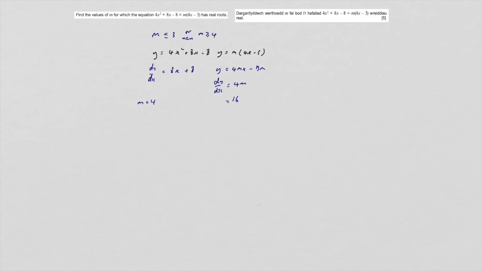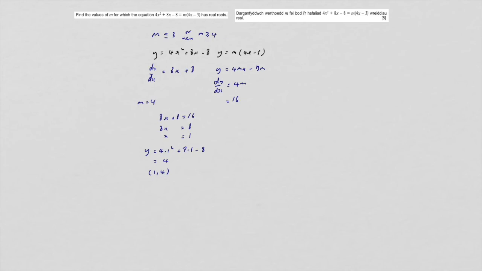So if it's a tangent, that means the gradient of the curve would also be 16, which would give us 8x is equal to 8 and x is equal to 1. Now, if x is equal to 1, then the y value of the curve would be 4 times 1 squared plus 8 times 1, take away 8, which is 4. So, these calculations tell us that we have a tangent to the curve at (1, 4) with a gradient of 16.